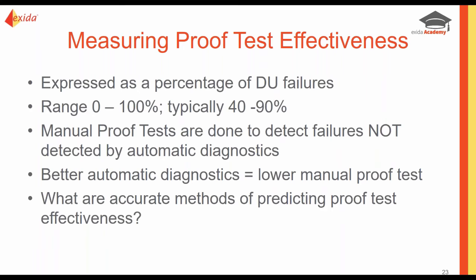Once again, your manual proof tests are done not to detect things that you've already found in automatic diagnostics. Try to build your proof tests around those dangerous undetected failures that are not detected by automatic diagnostics. What does that mean? Well, the better automatic diagnostics means the lower manual proof test effectiveness you're going to have. Well, what does that mean? Well, like I said, I like examples.